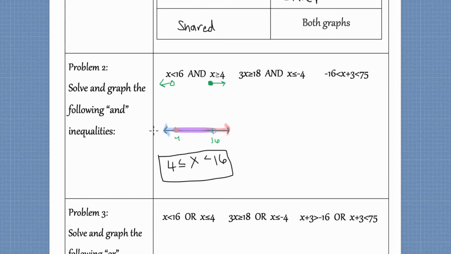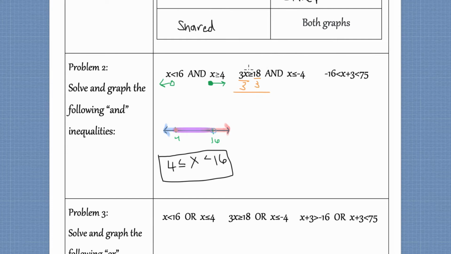Our next one says 3x is greater than or equal to 18 and x is less than or equal to -4. So for this one, we actually do have to solve, because we want to have x alone on one side, and this first inequality doesn't have x completely alone on one side. So I'm going to solve for x for this first inequality. I'm going to divide both sides by 3.